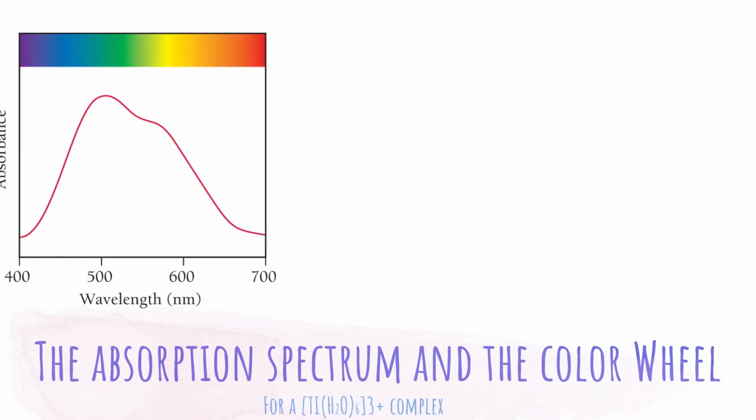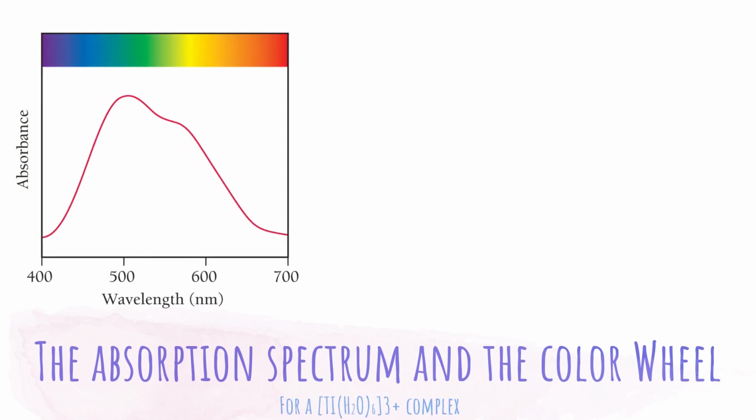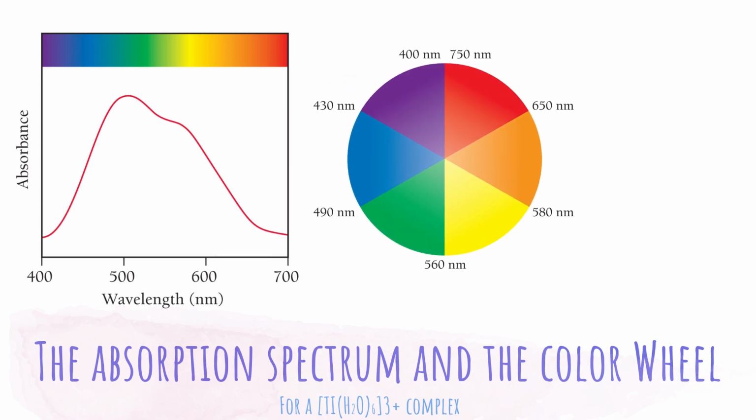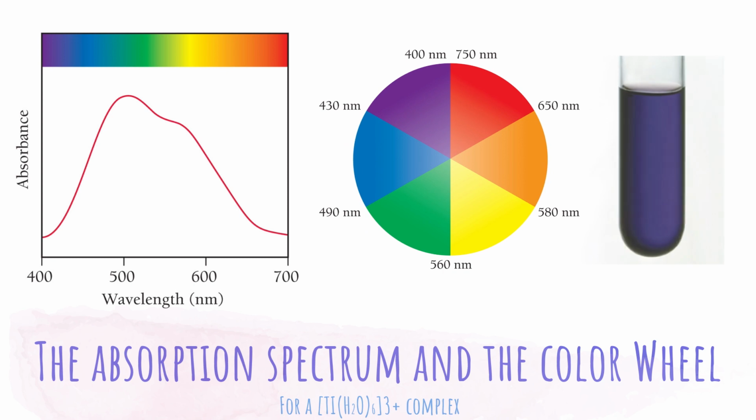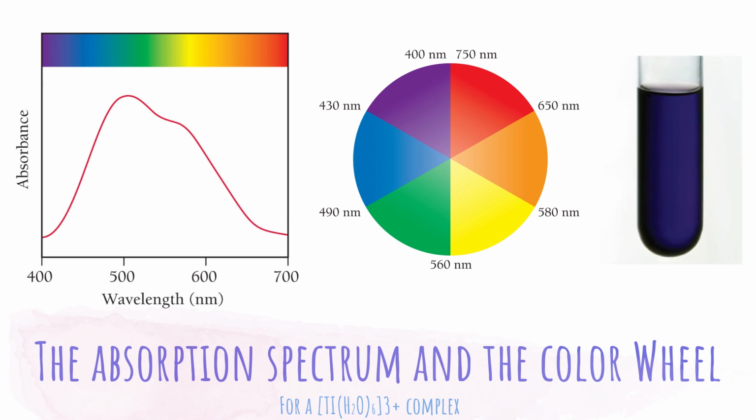The object is perceived as whichever color is not absorbed. For instance, looking at a solution of a hexaaqua titanium 3 complex, we can see that the absorption spectrum of this ion absorbs strongly between 490 and 580 nanometers, the green-yellow region of the visible spectrum. Referencing the color wheel, we can see that purple is the complementary color of green and yellow. Therefore, the color of this hexaaqua titanium 3 complex appears purple to our eyes.